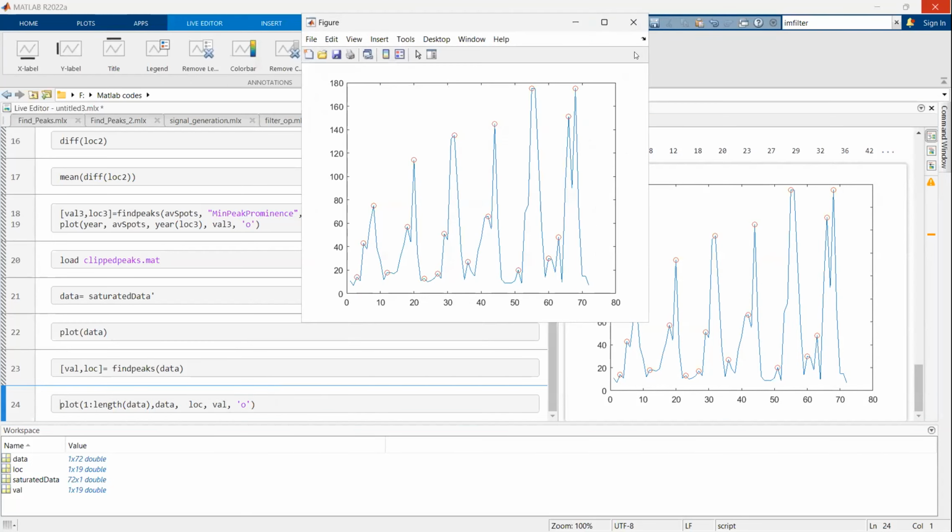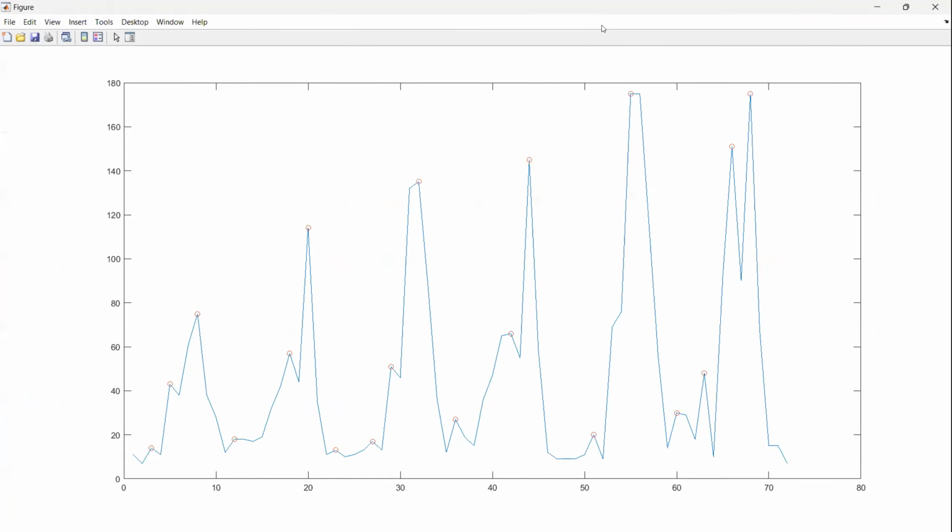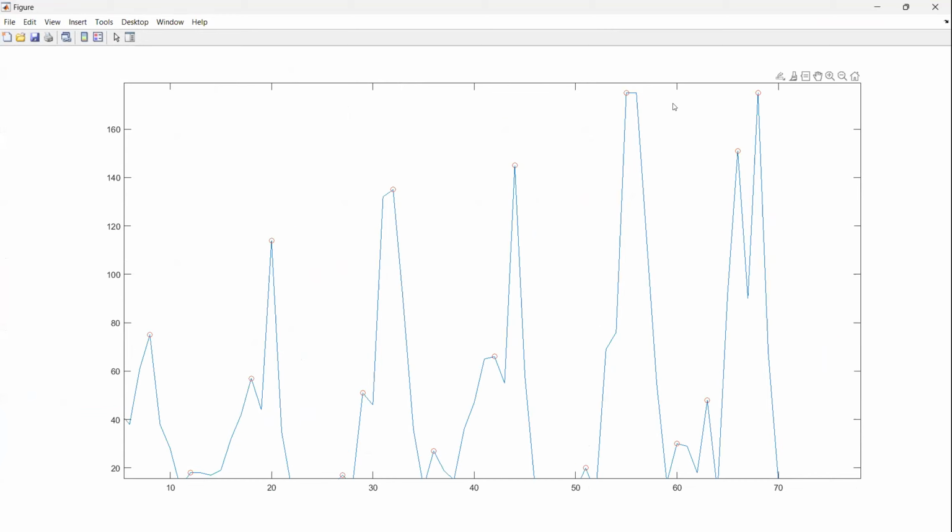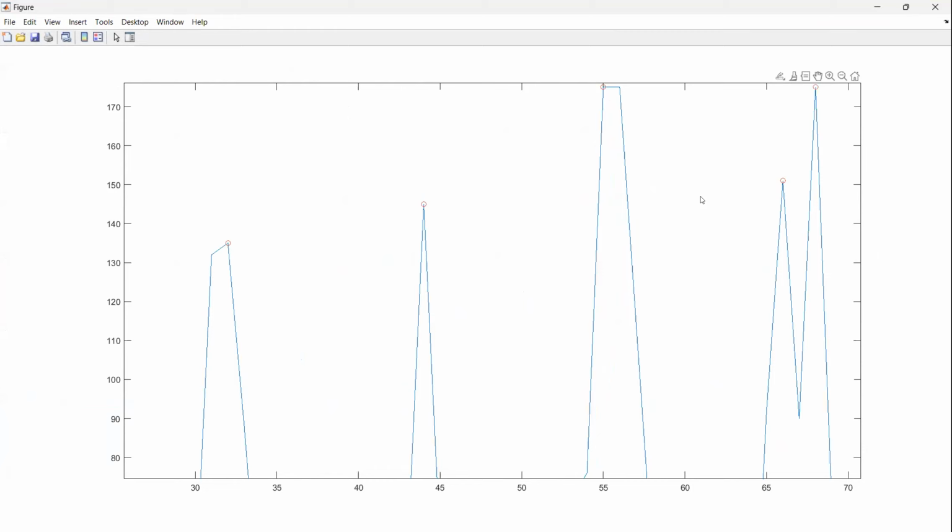Now see. So how many peak values are identified now? See this 1, 2, 3, 4, 5, 6, all of those things. And here you can see this is one. This one is actually not saturated much. There was another signal. Okay. There was another very clipped signal previously that was much more saturated.